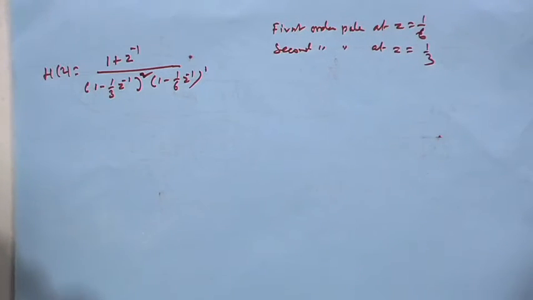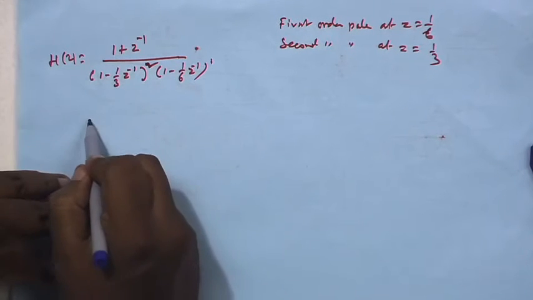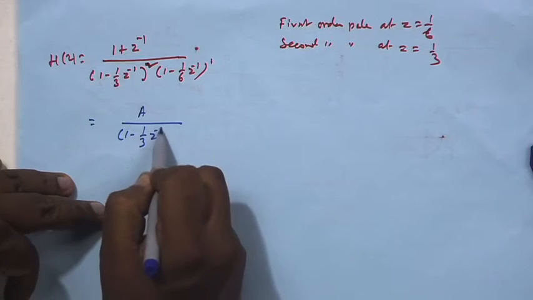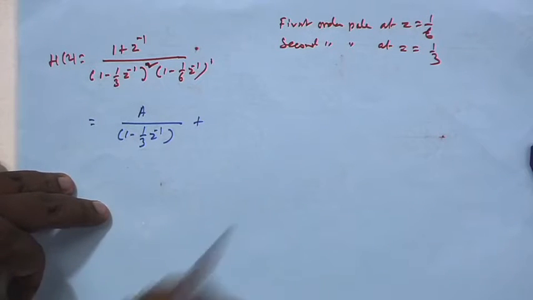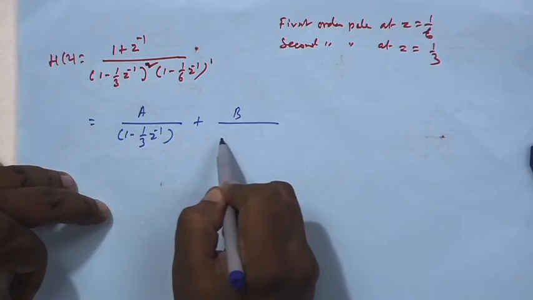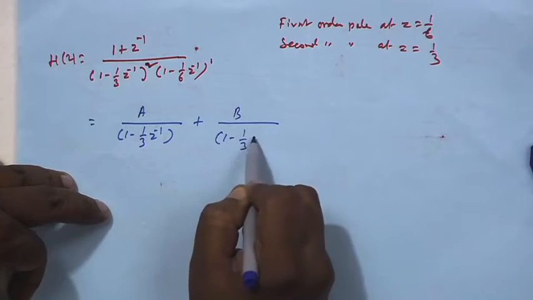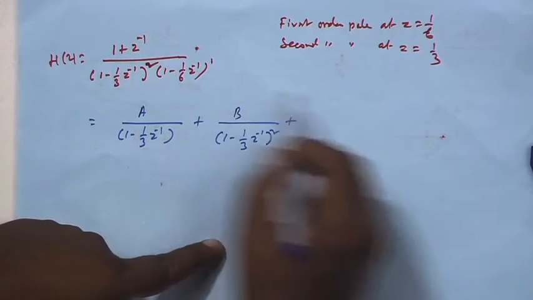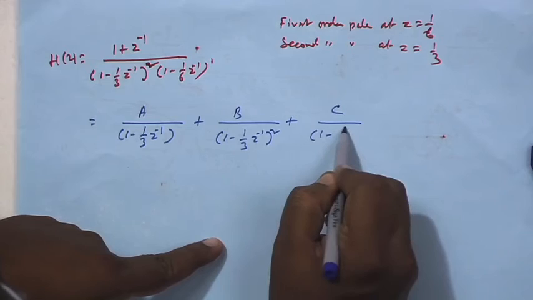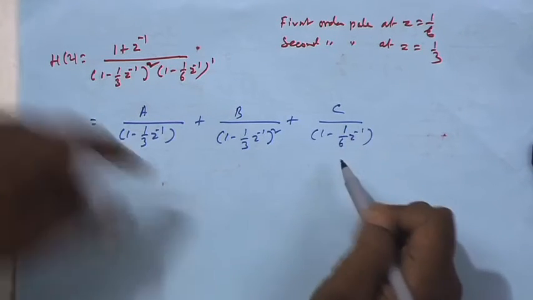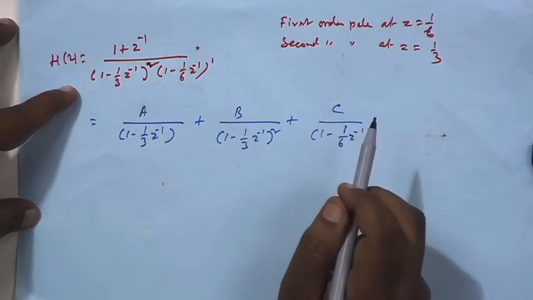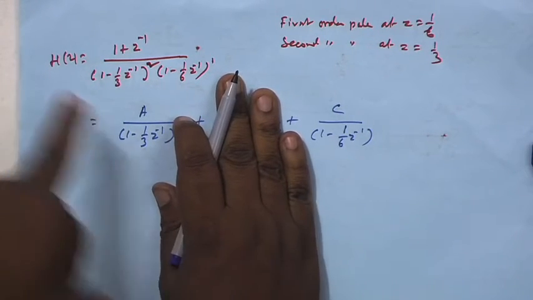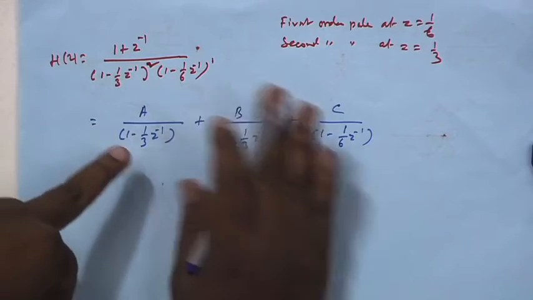To factorize this, we would have, as before, A by 1 minus 3 z inverse, then B by this again. Why, I will explain. This factor, here the factor is squared, and then C by the other factor. Why? Because if you do not have this, then the denominator will be the product of the 2, but here you have got a power of 2. So, this must be present.